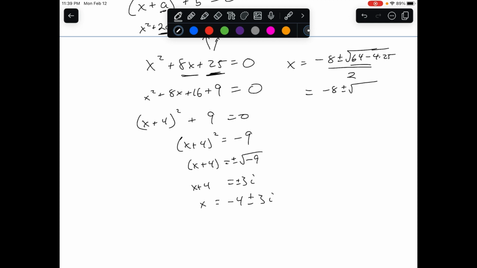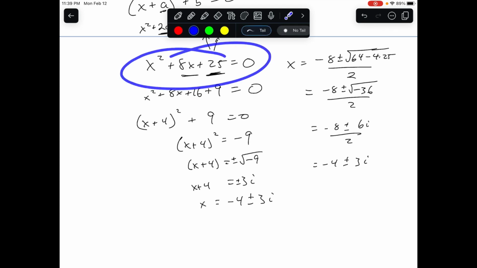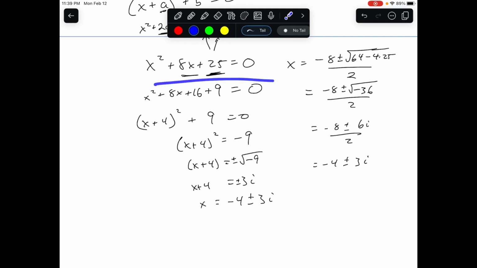This is going to be a plus or minus, all right, 64, that's minus 100, so negative 36. And so that's plus or minus 6i all over 2, or negative 4 plus or minus 3i. So you're getting the same thing. These steps to me are not quite as tedious as doing the multiplication and subtracting and stuff like that. So I don't know, this can be a short quick trick that you can use. Completing the square comes up a lot. It's just a useful thing.